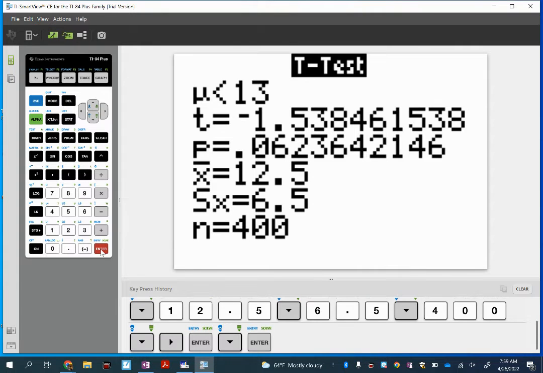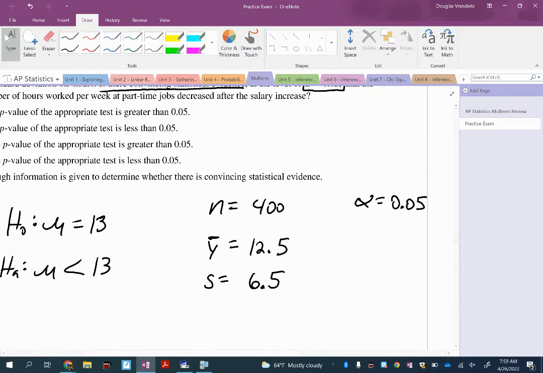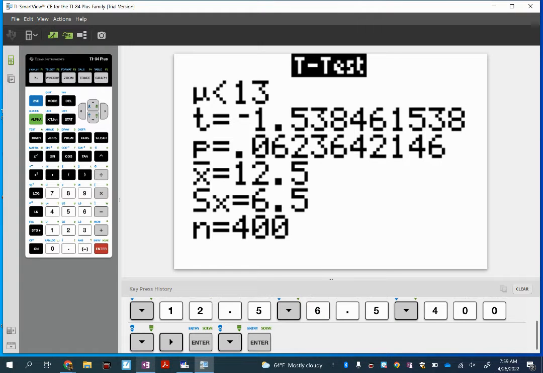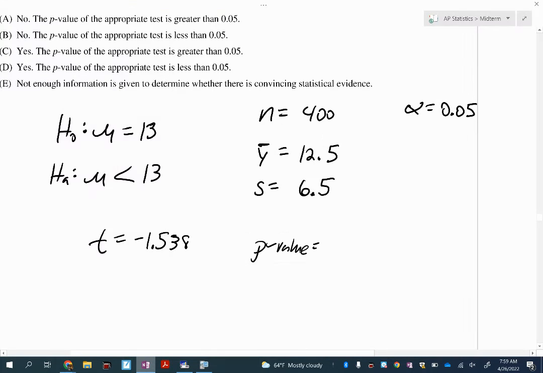All right, what was our test statistic? Our t-value? Negative 1.538. All right, so we have a t-value. What is our p-value? 0.124. I got 0.062. Oh, yeah, I got that too.